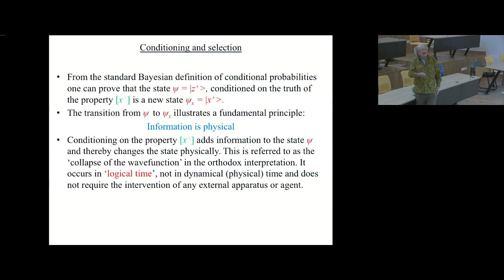So that says that conditioning the state on the property X adds information to the state psi, thereby changing the state. That, ladies and gentlemen, is what they call the collapse of the wave function. It's just conditioning a state on the truth of a certain property. And then it collapses. And it's the same collapse that occurs in ordinary probability theory. Of all the things that could be true, we know that with some probability, this one is true. So if you condition on the truth of that, then you get something else, and that's collapse.